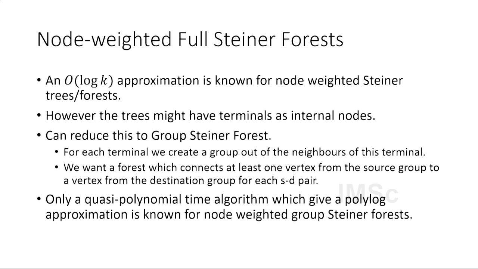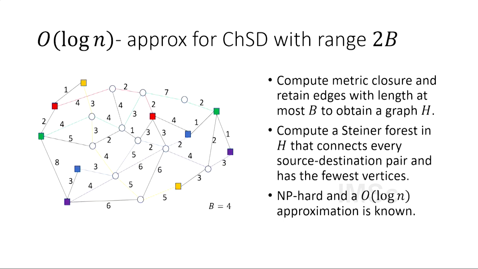If I have to compute Steiner forests with the minimum number of nodes in them, there is a log K approximation that is known, and it's possible to do that. But as I said, we want to compute full Steiner forests, and that becomes a much harder problem. It's equivalent to what's called the group Steiner forest problem, node weighted, and nothing is known. The only algorithm known is some quasi-polynomial time algorithm, which has a polylog approximation. But let's skip that. Let me show you one algorithm for this in the next 5 minutes.